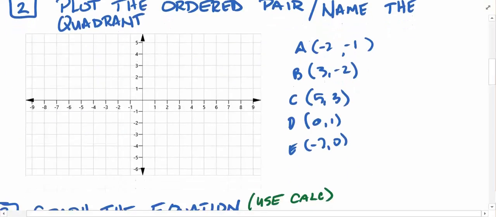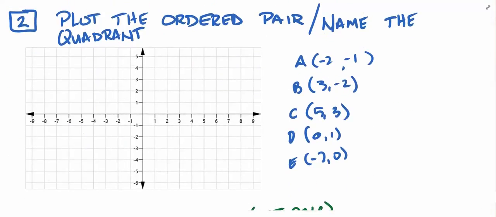Box number 1 was just a conversation. Box number 2 is actually doing something with the coordinate plane. So what we're going to do is plot the ordered pairs and name the quadrant in which they end up. And I'm going to teach you how to do it in a way that makes a lot of sense, and the language that goes along with it.